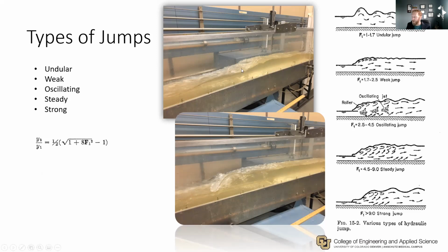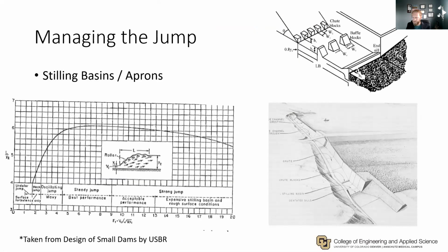So here in these images, you can see a weak jump and a steady jump. A weak jump with just standing waves, or maybe an undular jump, and then here a steady jump where it's a fully formed subcritical flow. So how do we manage these jumps? We want to make sure that our jump happens in a place that we can control so that our structures don't fail.